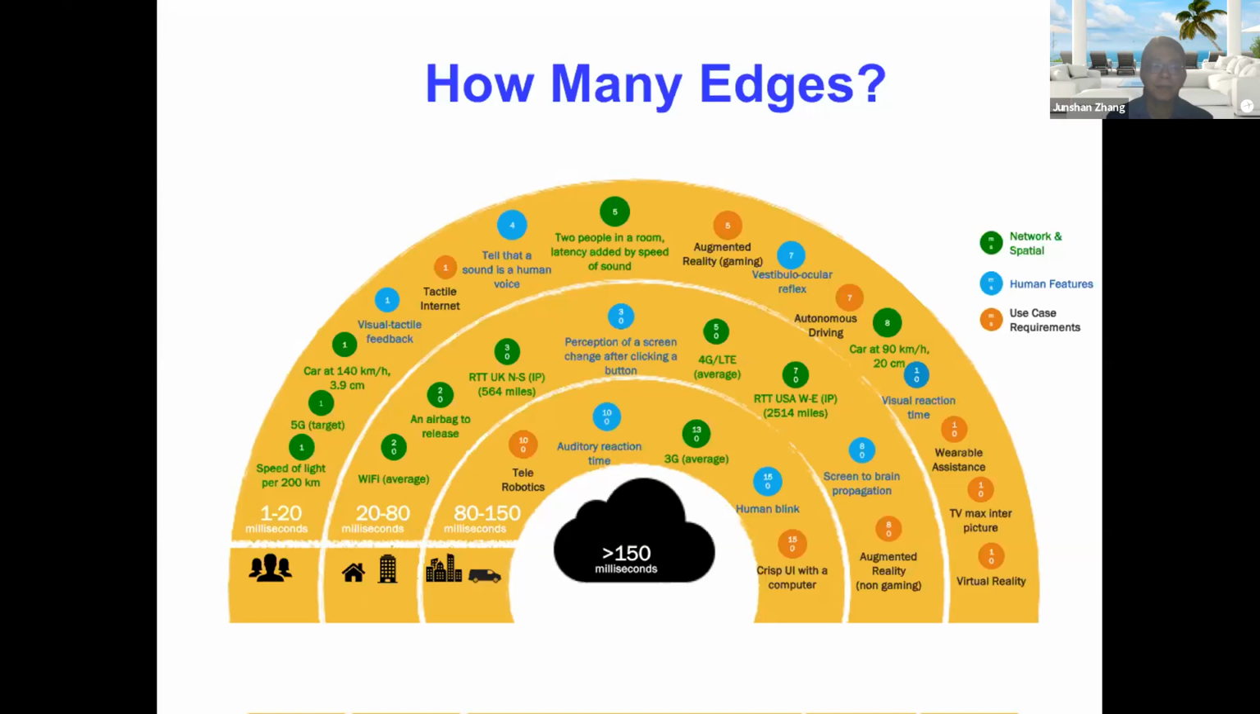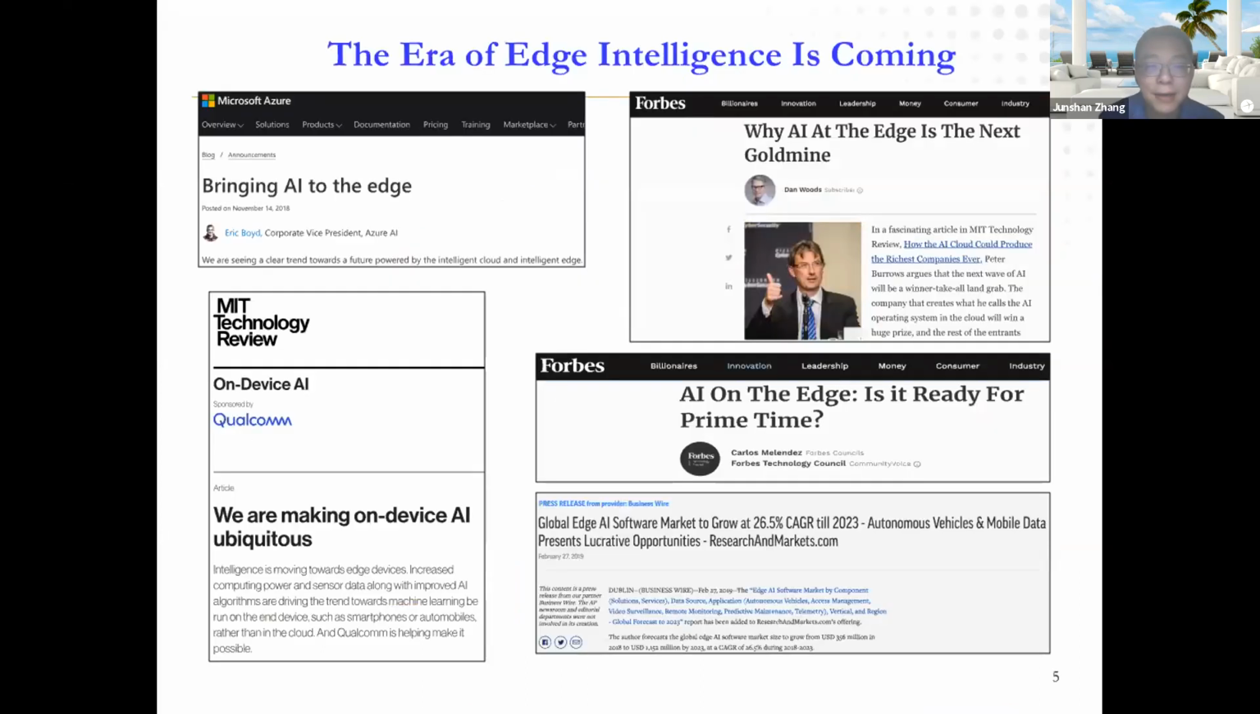Some of the 5G services have very stringent latency requirements, on the order of a millisecond, and this is the case for autonomous driving. Based on the latency, we can categorize edges into, say, four categories. The first has very stringent service requirements in the range of 1 to 20 milliseconds. The next category is 20 to 80 milliseconds, and so on and so forth. So the message is that the era of edge intelligence is coming.